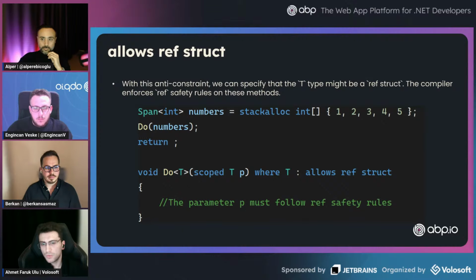Another one is allows ref struct. We can specify that the generic types might be a ref struct with this anti-constraint. The compiler enforces ref safety rules on these methods. It's mostly done with ReadOnlySpan or the Span types. That way, we can use the generic type power and also, at the same time, get the Span benefits.